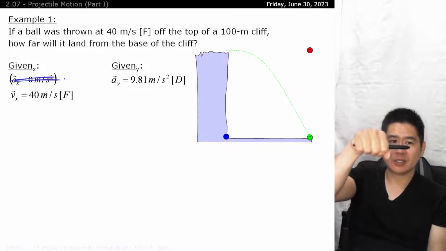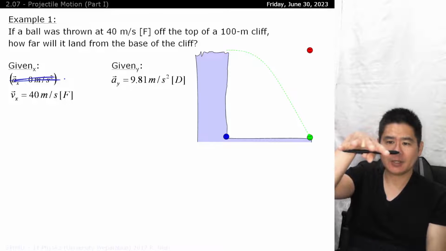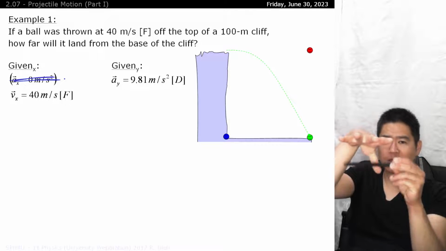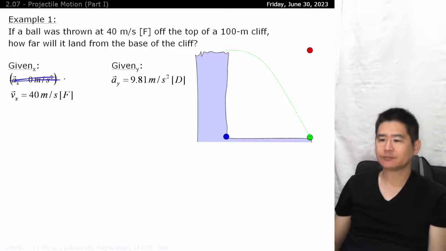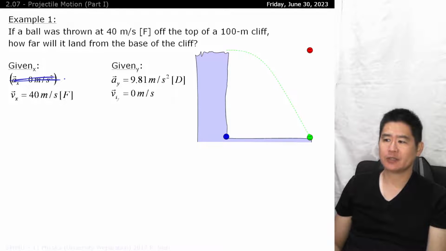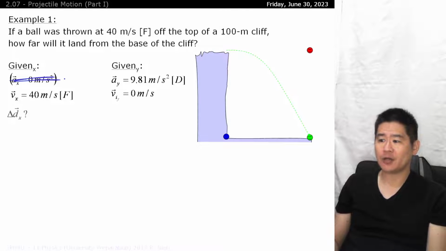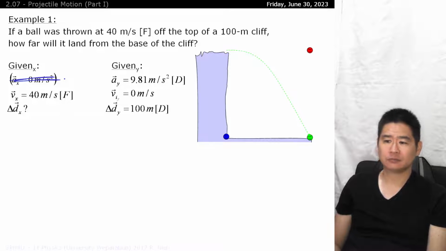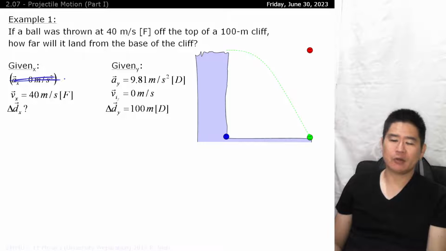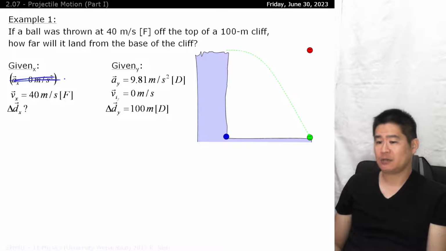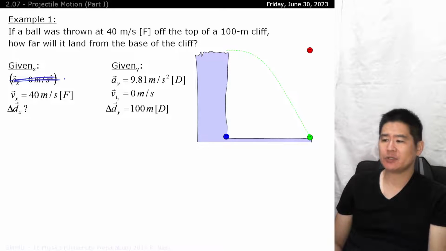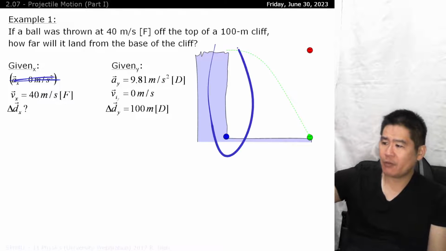Because it's kind of like me letting go of something. The moment I let go of something, it starts off at 0 meters per second before it accelerates. All right, so your Vi,y is equal to 0 meters per second. How far do you travel horizontally? You don't know yet, but you do know that the object falls 100 meters down. So in the x dimension, you don't have enough information to solve. You don't know time, so you can't solve it. It's impossible. So we have no choice but to solve for the y dimension.